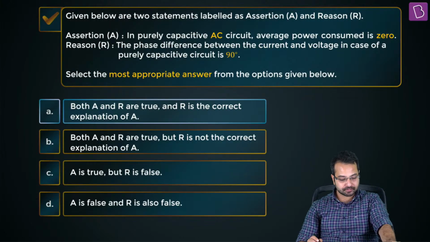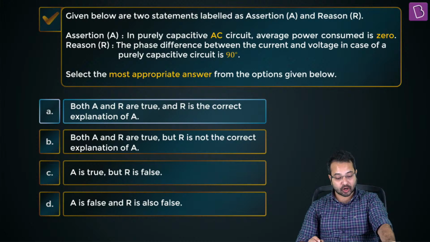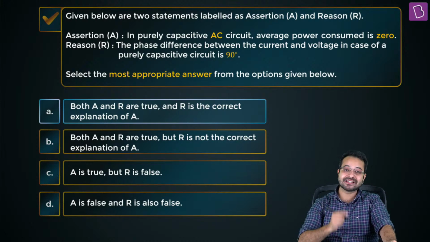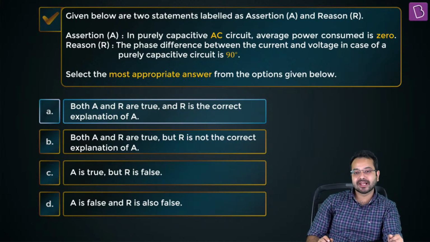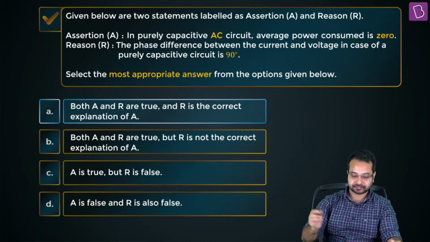So what will be the correct option? Option A is going to be the correct option, because the reason is also the right explanation of the assertion. Is that right? So option A is the correct option.